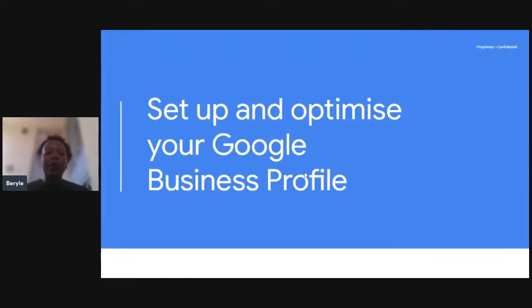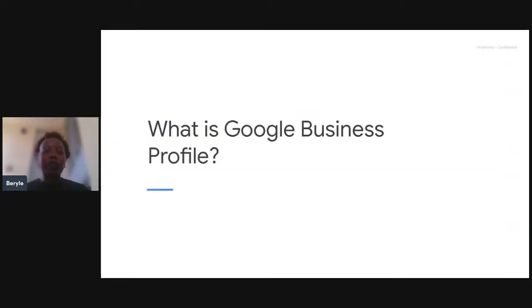Okay. Now, setting up and optimizing your Google business profile. Remember, we talked about three things we're going to cover. And the first thing we said we're going to look at is setting up and optimizing your Google business profile, right? So the other question I'm going to ask you is, what is a Google business profile? Because I can't just tell you to learn how to set up your own profile and you don't have an understanding of what the Google business profile is. You need to know what it is about.